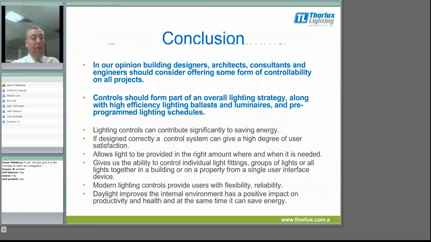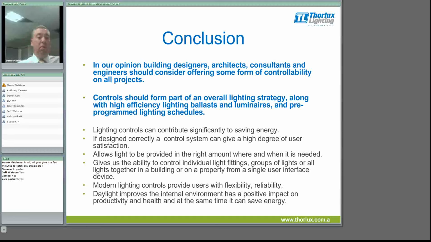Now, in conclusion, it's our opinion that building designers, architects, consultants, engineers and end users really should consider offering at least some form of controllability on all projects now, even if it is simply PIR controls in certain areas. But for us, controls should form part of an overall lighting strategy. So along with the lighting controls, we should be using high efficiency lighting ballasts, high efficiency luminaires, and also, where we can, pre-programmed lighting schedules.